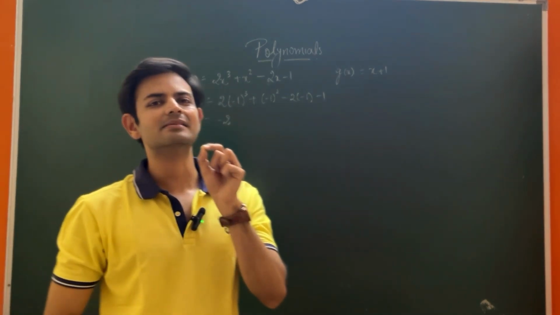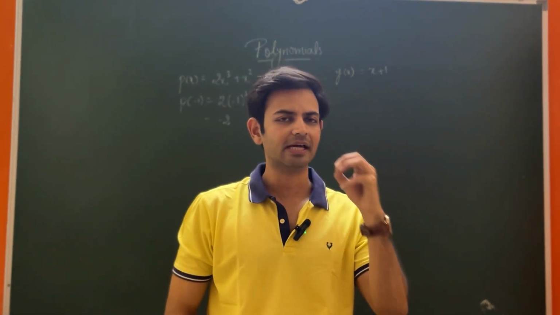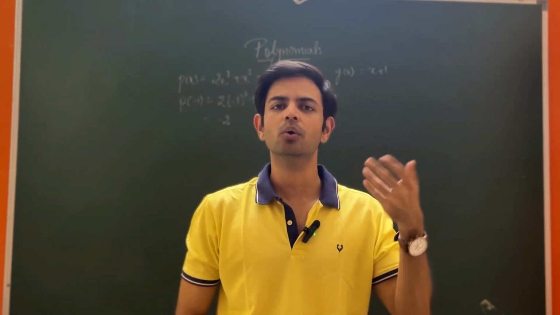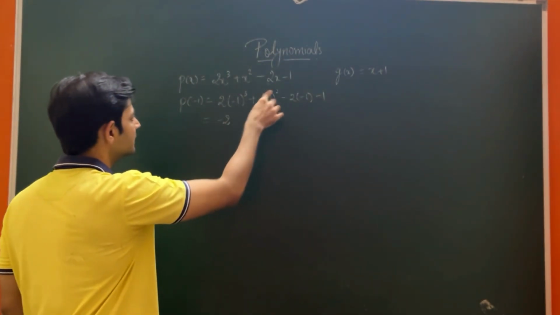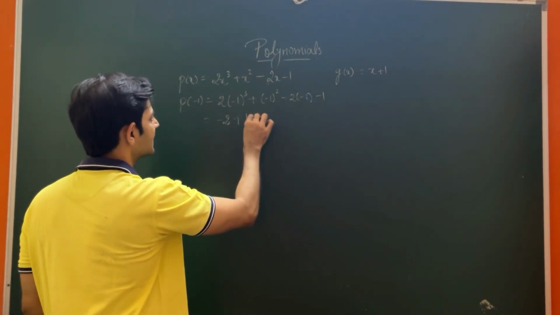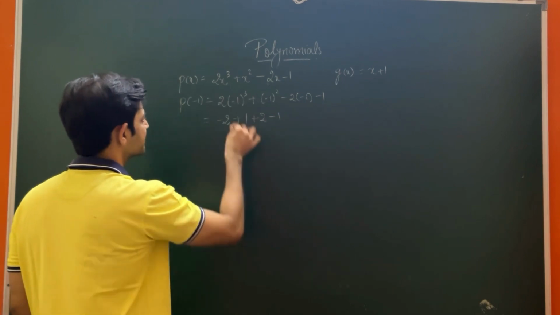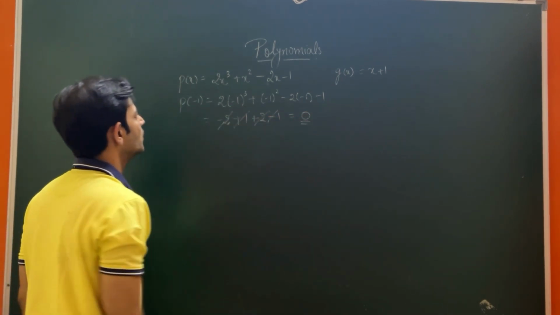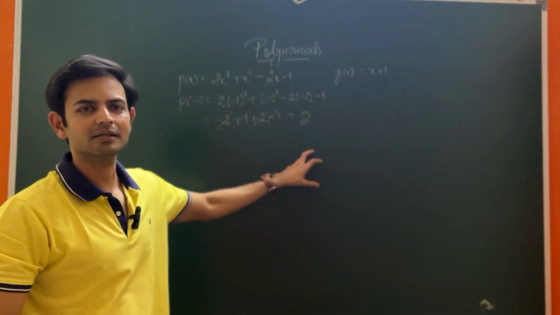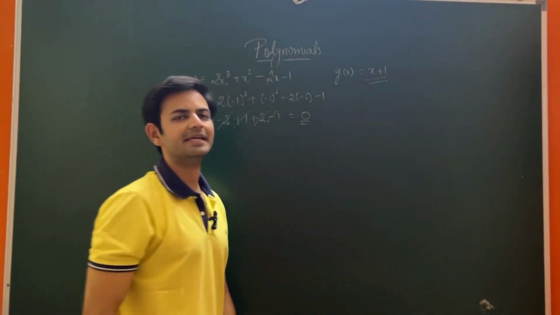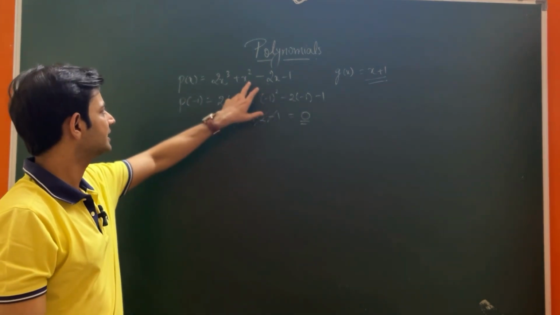Remember, minus 1 squared is 1. Most of the times kids make a mistake and they take minus 1 as it is for the whole square. So it is 1 here plus 1, minus into minus is plus, so plus 2 minus 1. We can strike this off, we get the answer as 0. So because the remainder here is 0, we can say x plus 1 is the factor of the given polynomial.